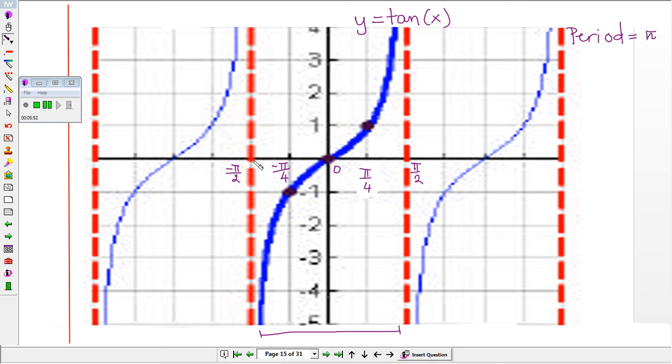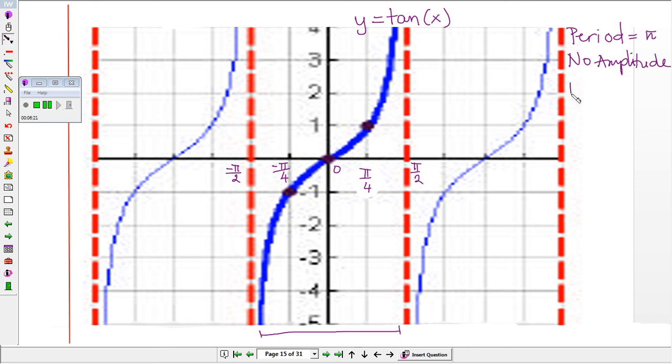That will be the distance between two adjacent vertical asymptotes. Now the graph does not have amplitude, so we can make a note: no amplitude, because the graph doesn't have a y minimum or y maximum. It goes to infinity.